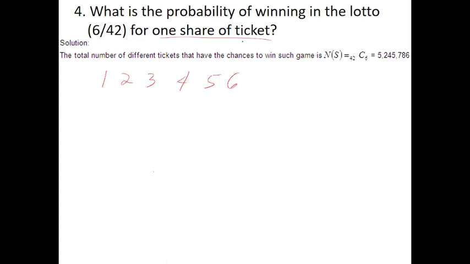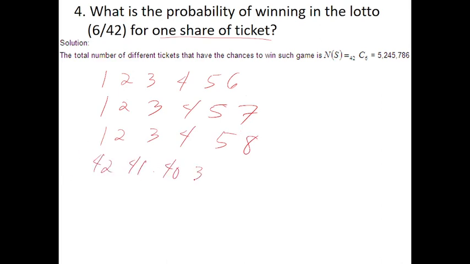so we proceed. So 42 lahat ng numbers doon sa 642 Lotto, right? Ngayon, doon sa 42 na yon, magsiselect ka ng 6. No? Let's say 1, 2, 3, 4, 5, 6. 1, 2, 3, 4, 5, 7. 1, 2, 3, 4, 5, 8. Hanggang umabot ka ng 42, 41, 40, 39, 38.